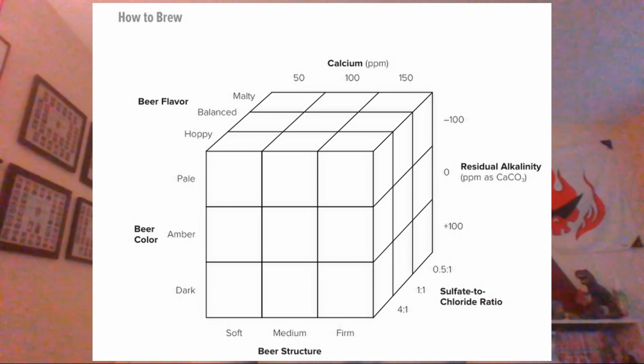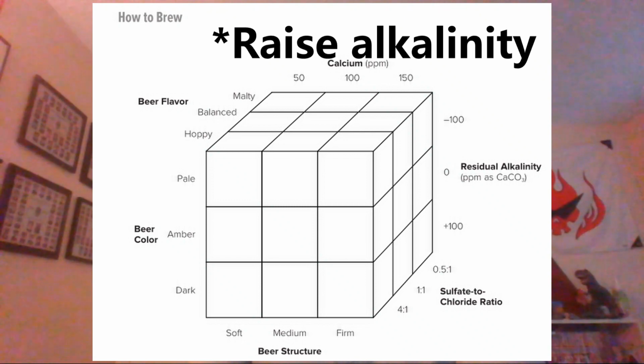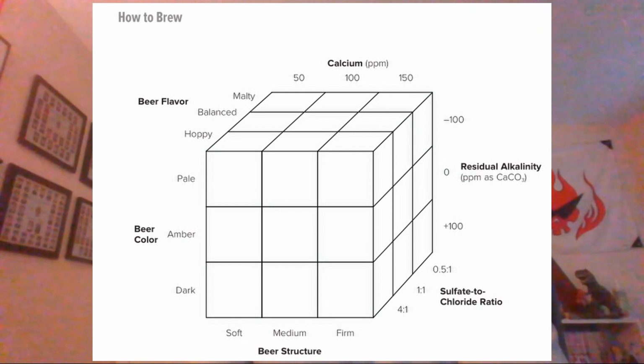Now consider a dry Irish stout. This will be a malty beer that is dark and with a firm structure. In this case, the calcium level will be 150 ppm. Residual alkalinity will be around 100, and the sulfate to chloride ratio will be 0.5 to 1. In this case, the calcium addition may come largely from calcium carbonate if using RO water, or another carbonate source to lower alkalinity, while also using calcium chloride and calcium sulfate to a lesser extent to hit the target. Again, this is all done with the end goal of getting the mash pH in the target, based on the expected ingredients for the beer.